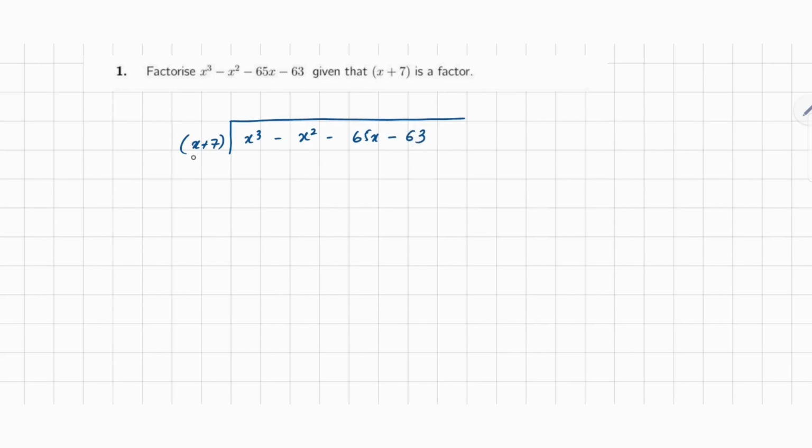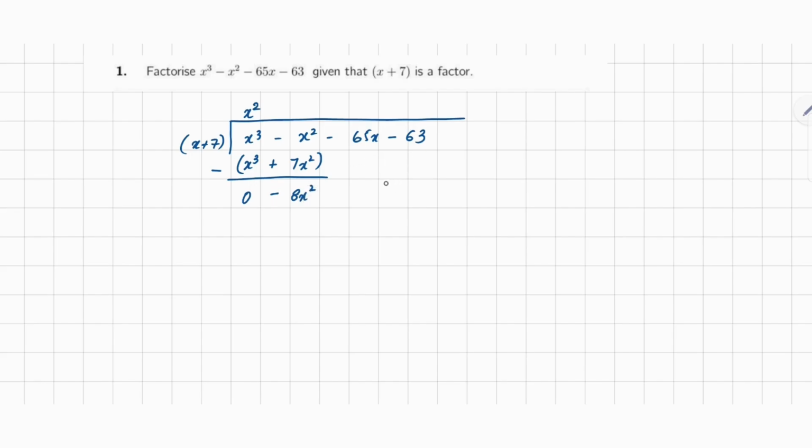Now, we need an x cubed term, so we multiply x plus 7 with x squared. We have x times x squared is x cubed, plus 7 times x squared is plus 7x squared. So that's x cubed minus x cubed. We have 0. Minus x squared minus 7x squared gives us minus 8x squared.